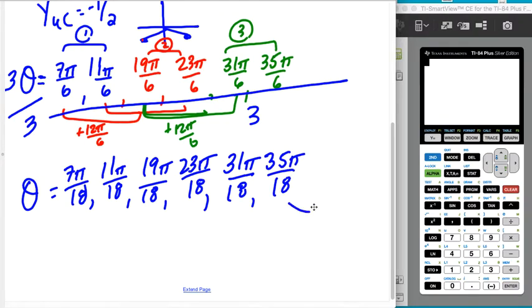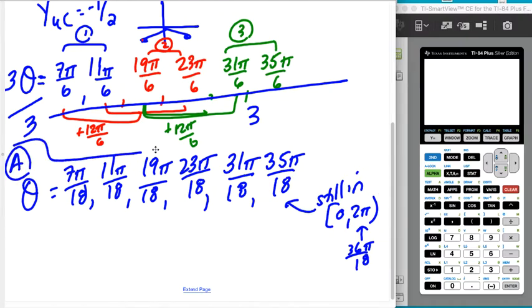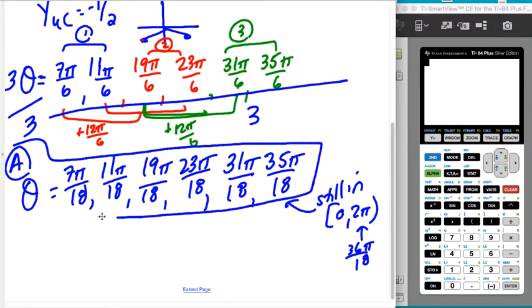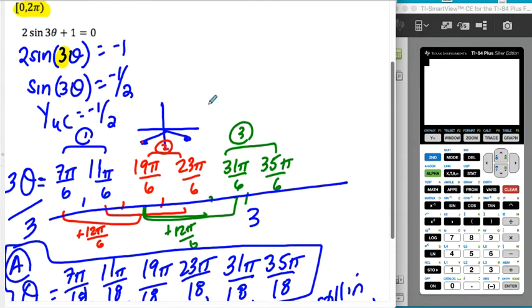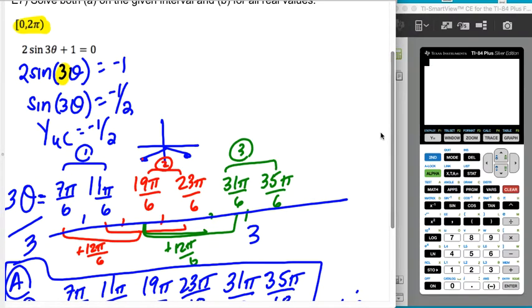And notice that this is just a hair smaller, so this is still in the window from 0 to 2 pi, right? Because 2 pi in 18ths would be 36 pi over 18, and 35 pi over 18 is smaller than that. So this is my answer to A, right? This is my answer to A. And that's all the values that fall in that window. And I had to go around 3 times.